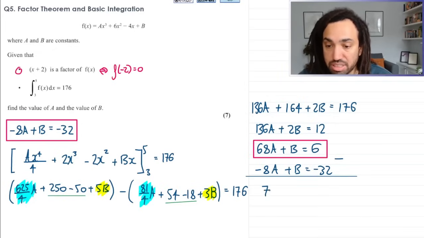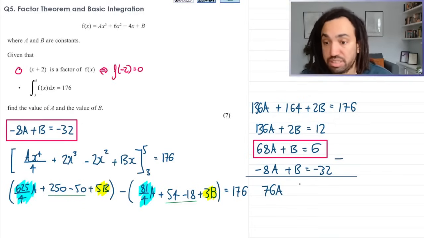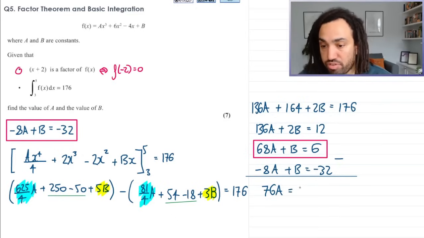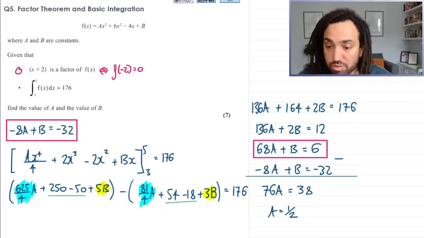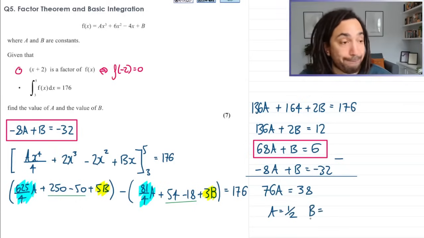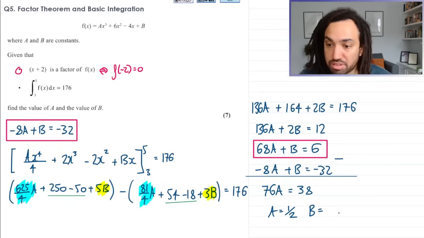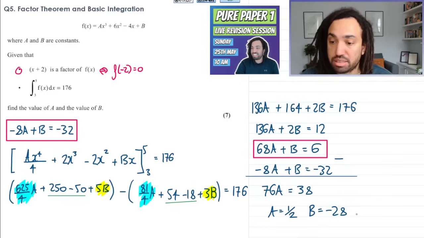So this gives us 76a, because 68 minus 8 is 76, and then 6 minus 32 is 38. So a is equal to 1/2. Perfect. And then subbing back in to find b. Well, let's sub into here. In fact, no, let's sub into here, much easier. So that would be -4. Add it over, gives us -28. So b is -28. Okay, perfect. And that is job done.